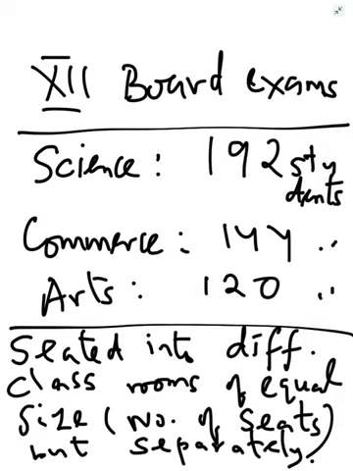In a particular room only science students will sit. In different room only commerce students, and another room only art students. But the number of chairs or the number of seats in all the rooms will be equal. So basically they have to be divided into equal size or equal numbers.